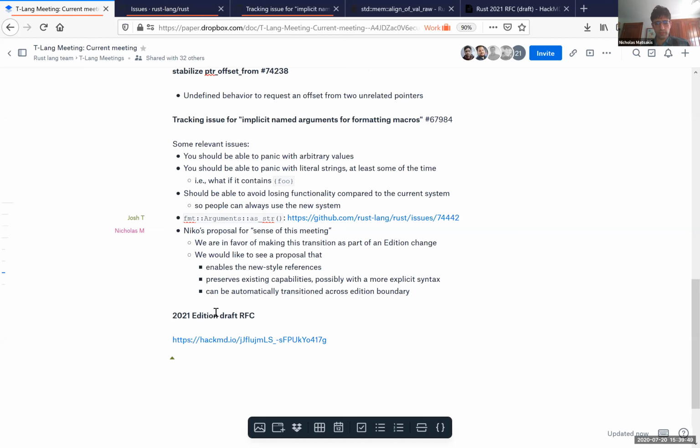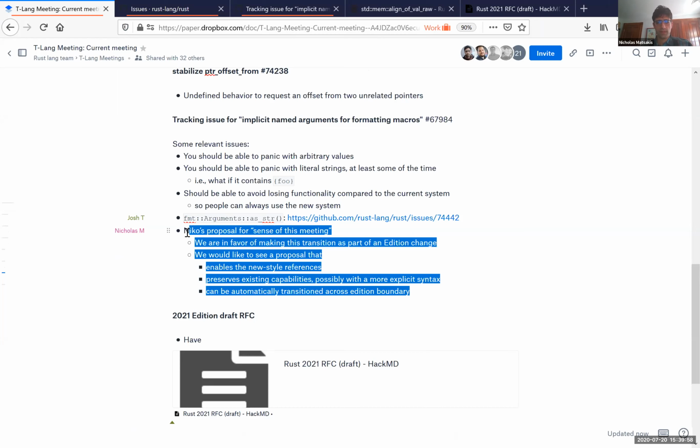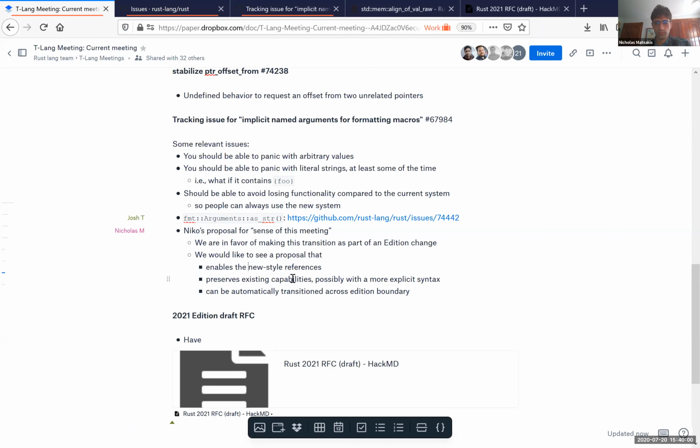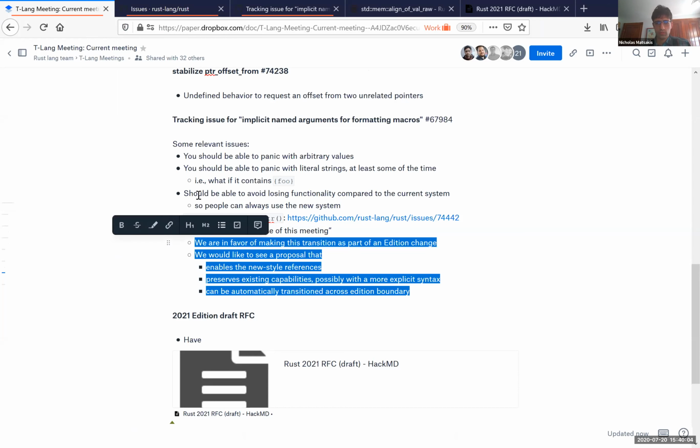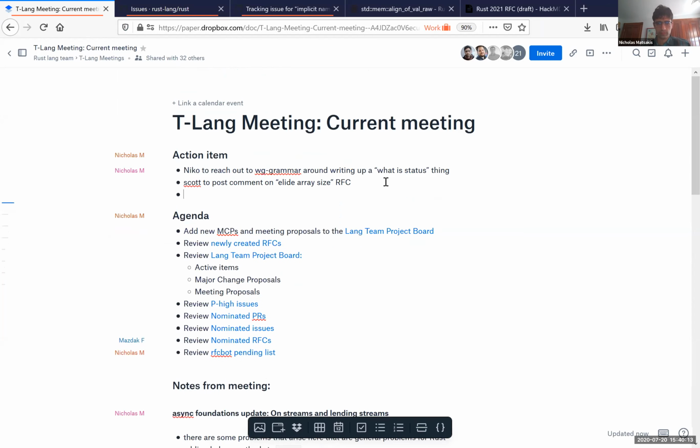I'll come back to it later, but there's a draft RFC that I've been working on with Steve. But before we get to that, does this sound okay? Any complaints about that? All right. I'll post that after the meeting.